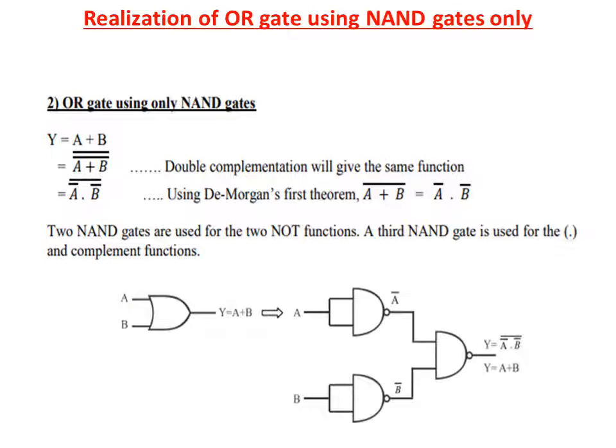Realization of OR gate using NAND gates only. So the output expression for OR gate is A plus B. So we are taking double complementation. The double complement of A plus B is equal to A plus B. Now we are using De Morgan's theorem to split the values into A bar dot B bar. Now we are using this logic to implement OR gate by using NAND gates only. So this is an OR gate symbol. The output is Y is equal to A plus B.